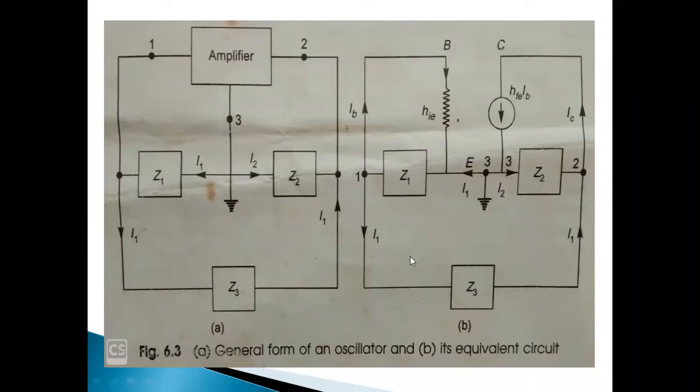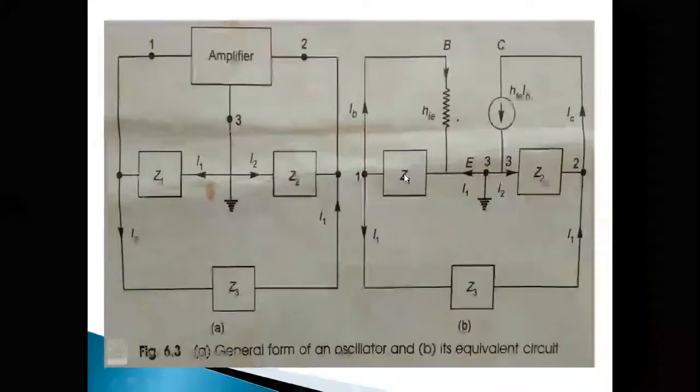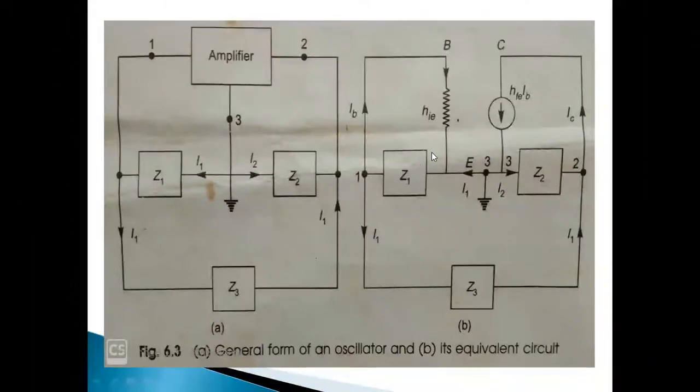What is this total impedance? Let us derive the total impedance. These two impedances are in parallel, that is Z1 and HIE. For the parallel impedance, if we have two impedances like Z1 and Z2, the parallel impedance becomes Z1 Z2 by Z1 plus Z2. So that is Z1 into HIE by Z1 plus HIE. That is the parallel combination or the equivalent impedance at this point.